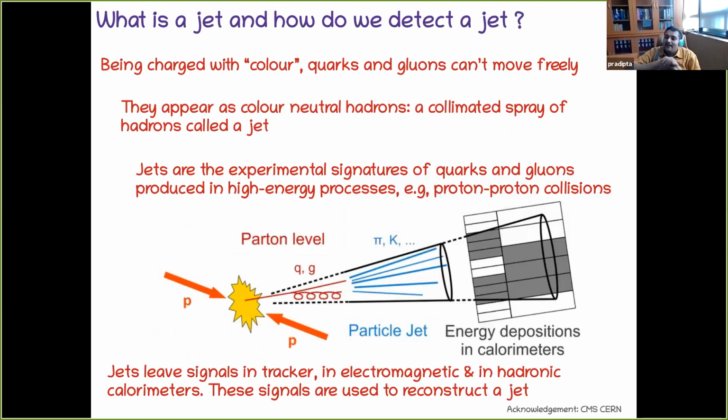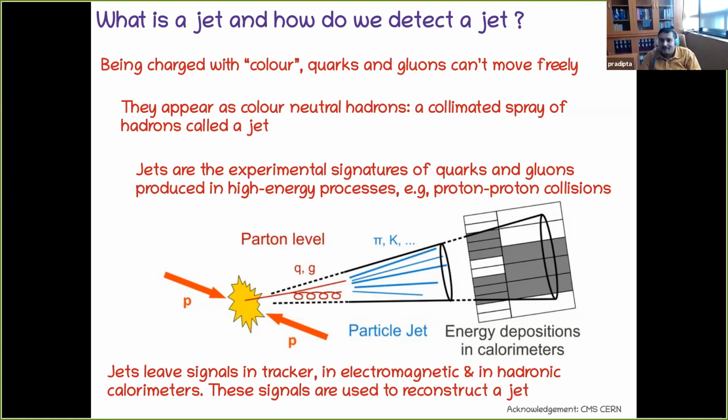Now, in the context of the LHC, we often hear about jet detection. The question is, what is a jet? Once again, jets are typically connected with the quark sector. Quarks are colored, so we cannot detect them freely. They combine and appear in the form of color neutral hadrons. So a collimated spray of hadrons is known as a jet. That is the easiest, layman's definition of a jet.